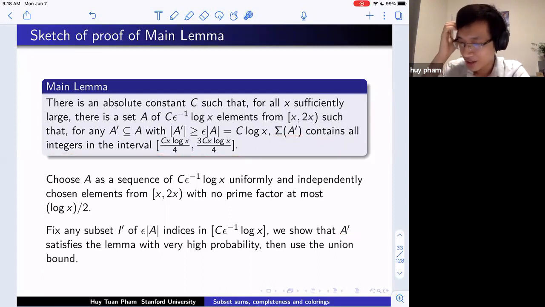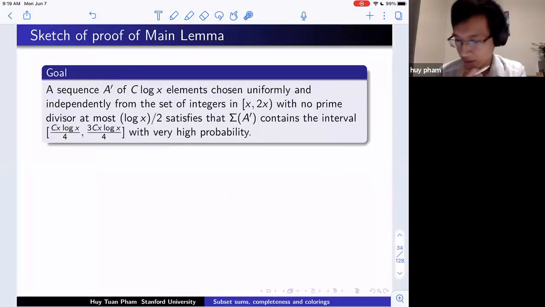And this probability will be so close to 1 that a simple union bound over all choices of subsets of A will show that the property here will then be satisfied for all subsets of A. So next, we will focus just on studying this subset A prime of A, which also, once we fix the indices, will just contain uniformly and independently chosen elements. Right? So after these steps, we have reduced to the following goal or lemma. In this goal, we choose a sequence A prime of uniformly and independently chosen elements with no small prime factors. And we want to show the existence of a long interval in the set of subset sums.